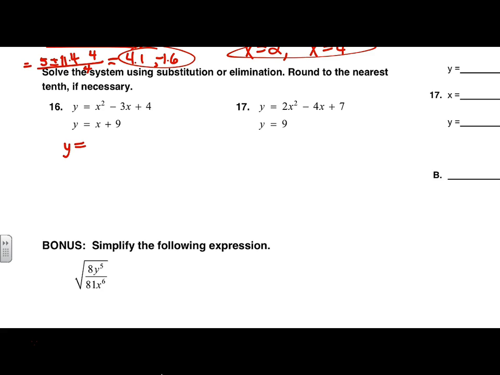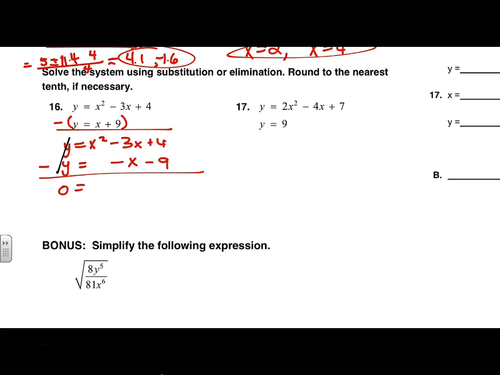Y equals x squared minus 3x plus 4, minus y equals x minus 9. What I'm doing is subtracting this whole equation from the top equation. I lined it up so the x terms are next to each other, the numbers are next to each other in the same column, and the y's are next to each other. Guys, what's y minus y? Nothing, exactly, 0. What's x minus nothing? X squared minus nothing? What's negative 3x take away 1x?